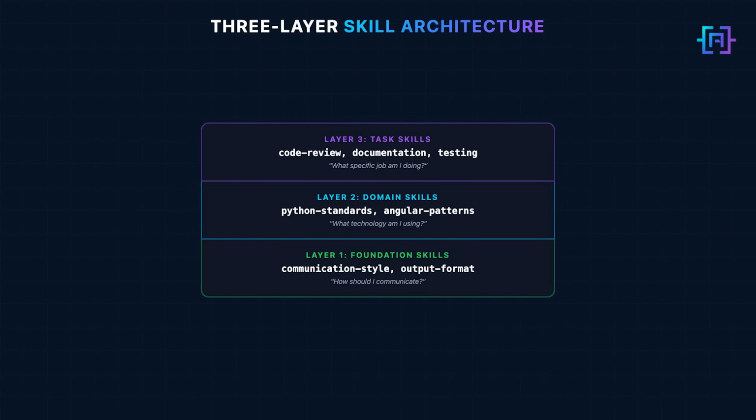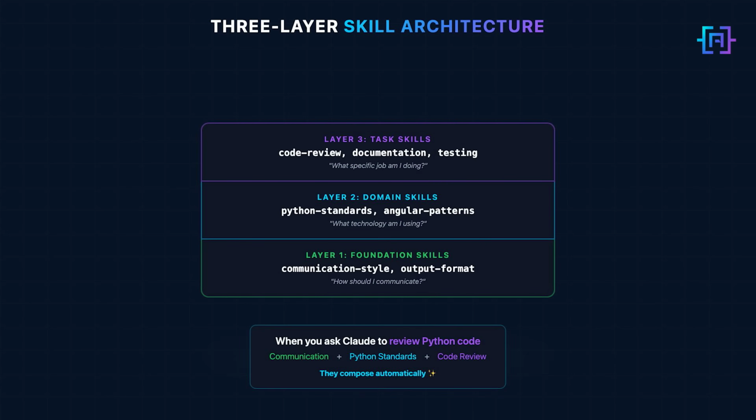When you ask Claude to review Python code, it can load all three layers: your communication preferences, your Python standards, and your code review checklist. They compose automatically. Let me show you how to build each layer.